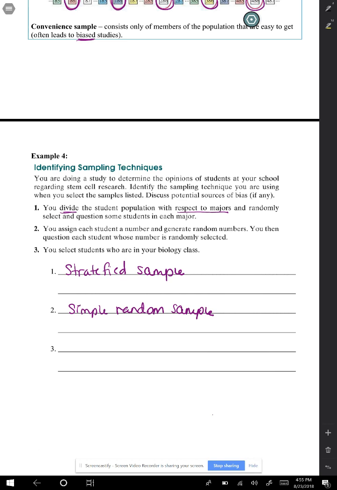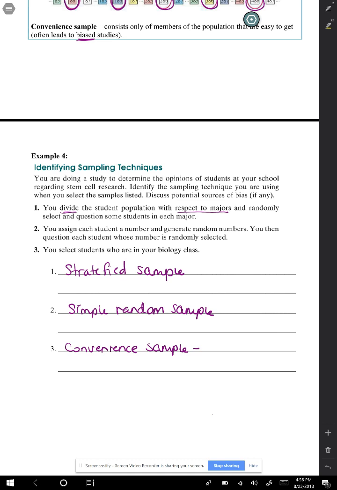And then the last one, you select students who are in your biology class. So if they're in your biology class, you have easy access to them. So this is definitely a convenience sample. And the problem with a convenience sample is, remember that all those people may have similar characteristics, and you may not be getting the ideas from the population as a whole.